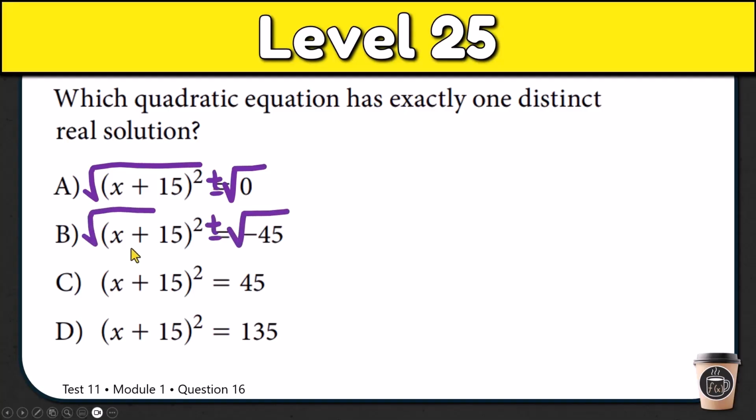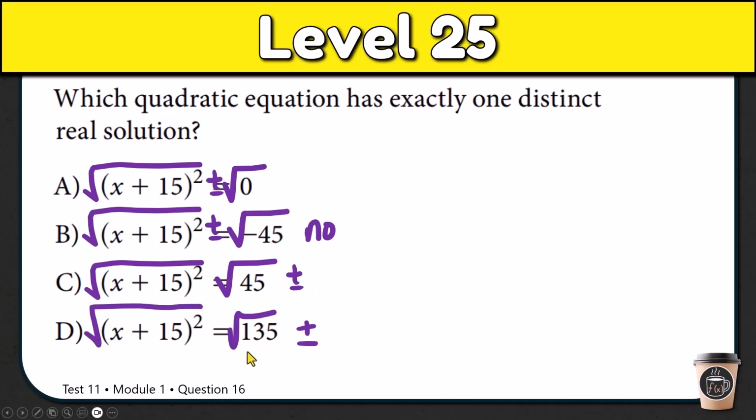If you do the square root of this, you end up taking the square root of a negative number. That's no good. Nope. And here, whatever you get, when you take the square root of both sides, it would be plus or minus whatever the square root of 45 is. And the same thing is true for 135. So we have one answer, and we didn't have to work these all out. It's A.